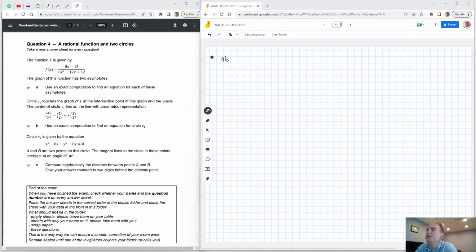Question 4b. We have a circle C1 that touches graph f at the intersection point of this graph and the y-axis. And the center of this circle lies on the line with this parametric representation. This is basically a vector equation, a vector representation of the line with a position point and a direction vector, a scalar constant times a direction vector.